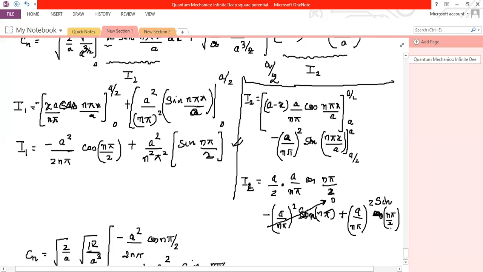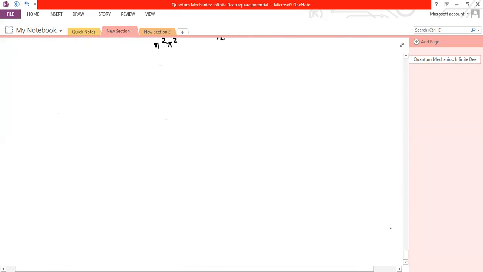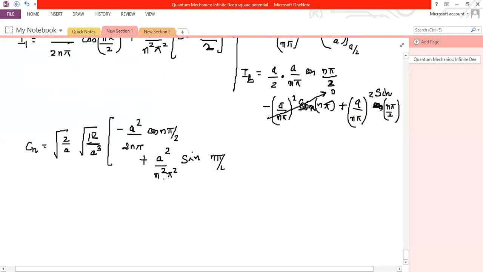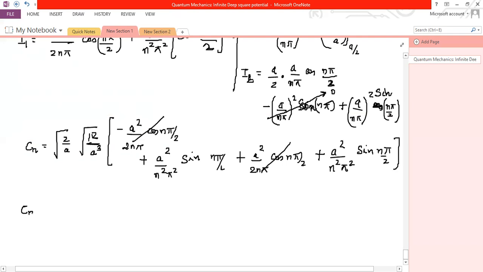Okay, so overall, what have I got? A square upon n square pi square sine n pi by 2 plus, again this is a square upon 2n pi cos n pi by 2, and then again this is a square upon n square pi square sine of n pi upon 2. So this cancels out, and what is remaining? Simply Cn. And what is Cn? Cn is simply 2 into 12, this is 24.